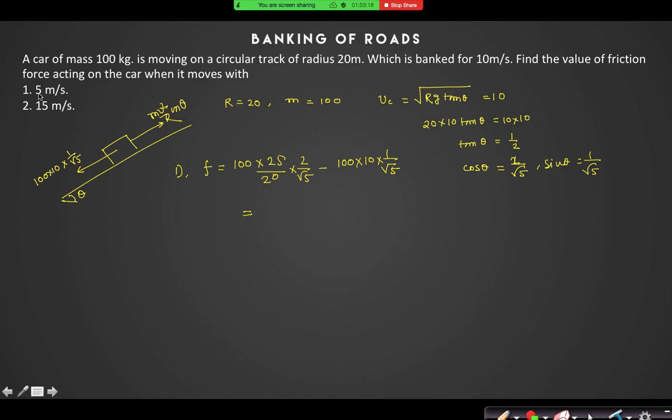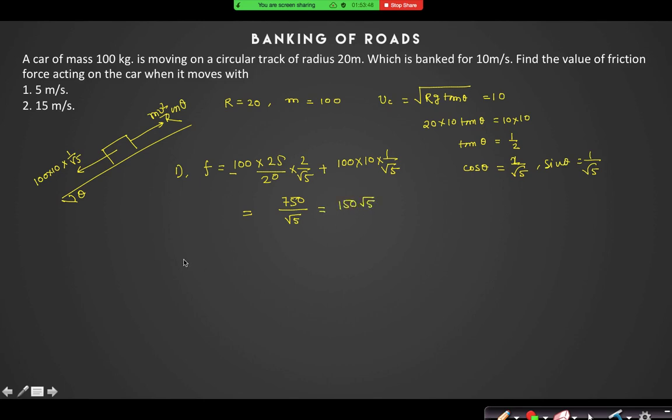Yes, this velocity is less than critical. In the first case it is less than, so the friction will be upward. So it will be how much? 5 into 10, 250. So it is 750. It is 250 and it is 1000. 1000 minus 250 is 750 by root 5. Have you got this one as your answer?